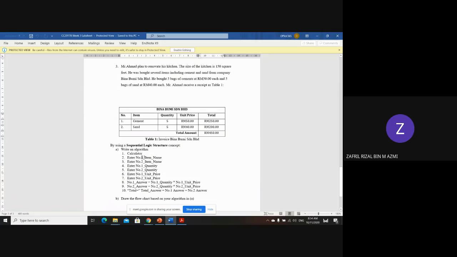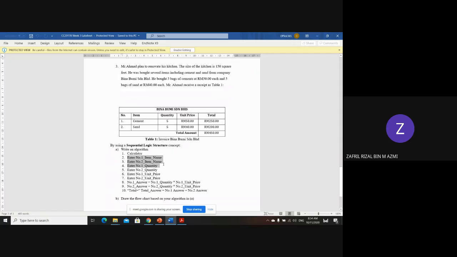Okay, so the input is acceptable, so you can do it like this since there is no requirement. For example, if the requirement mentioned that the user should enter the sequence of input as the first item, then the first quantity, then the first item unit price, then you have to follow the sequence. For example, enter number 1 item, and after that, enter number 1 quantity first. So this would be wrong. But since there is no requirement mentioning the flow, this is considered a correct one.